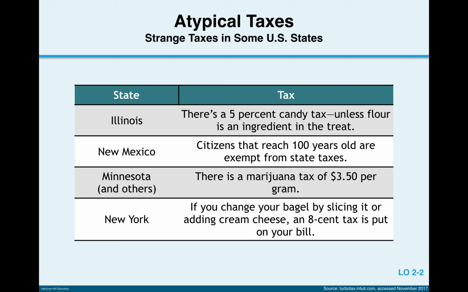And then in New York, if you change your bagel by slicing it or adding cream cheese, an 8% or 8-cent tax is put on your bill. So these are just some examples of government stepping in and imposing different laws on the free market and the free economy.